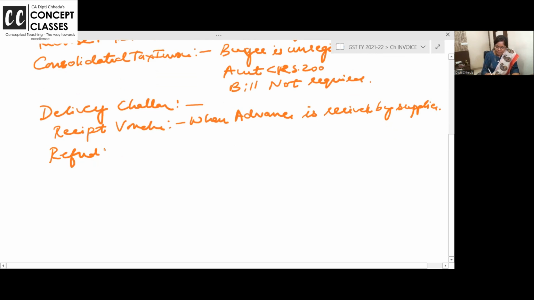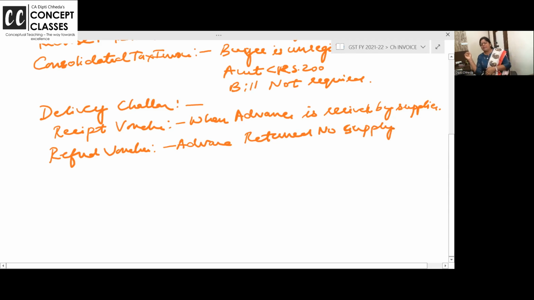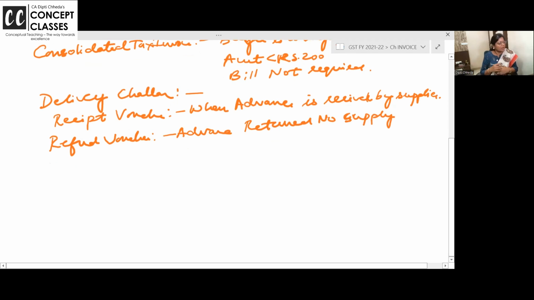Then what is it? Refund voucher. If the advance is returned back, advance returned, no supply. Neither am I supplying you goods nor am I supplying against your advance. I refunded, returned. So a refund voucher is used. And consolidated, you have written, or debit note.